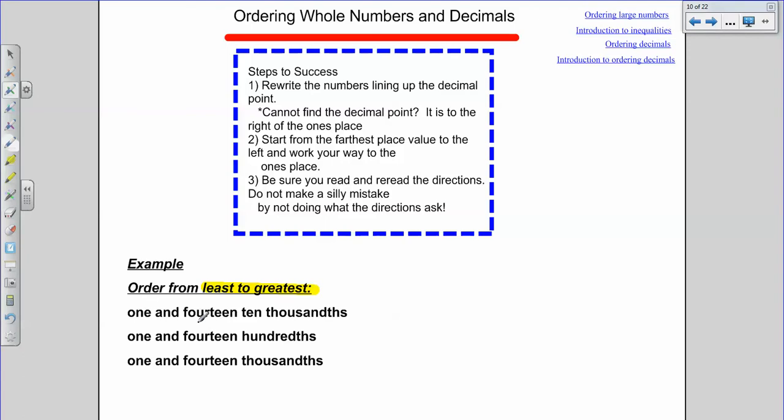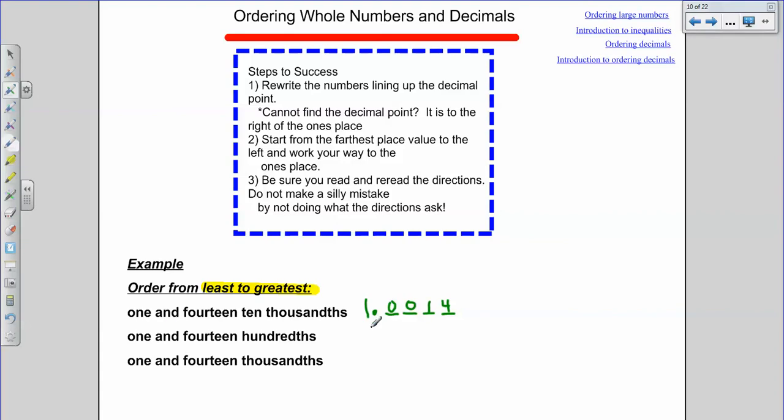First thing I need to do here is rewrite my problem so that I'm going from word form to standard form. So my numbers are going to be 1 and 14 10,000ths. So 10,000ths has 4 place values, so I'm going to go 0, 0, 1, 4. So that's going to be one of my numbers.